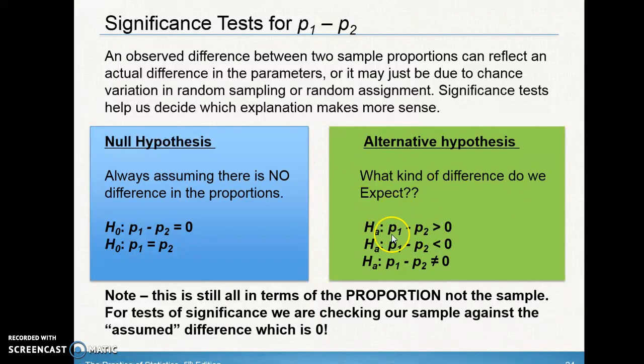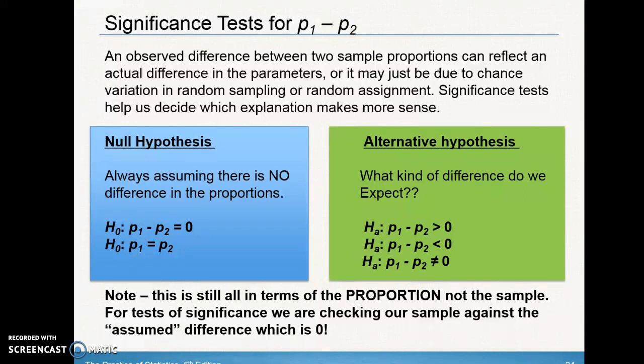Either proportion 1 is bigger than proportion 2, and you don't have to write greater than 0. I often just write P1 is greater than P2, okay? Or is P1 less than P2? When you subtract them, the difference is negative. Or are they not equal? P1 is not equal to P2. We don't know what direction it's in. We just know they're not equal.